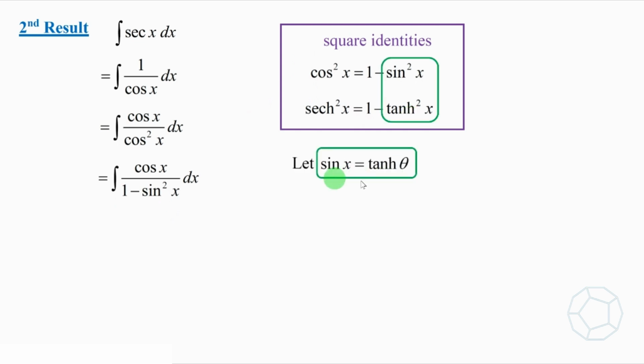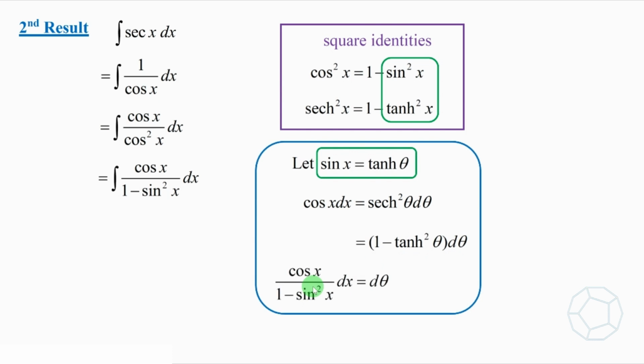Therefore, we let sine x is equal to hyperbolic tangent theta. Differentiate both sides, we get cosine x dx is equal to hyperbolic secant square theta d theta. Using the square identity above, the right-hand side is equal to 1 minus hyperbolic tangent square theta d theta. Divide this bracket term to the other side, and bear in mind that hyperbolic tangent theta is equal to sine x, then we get cosine x over 1 minus sine square x dx is equal to d theta.